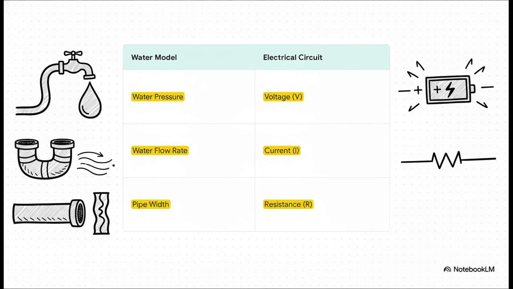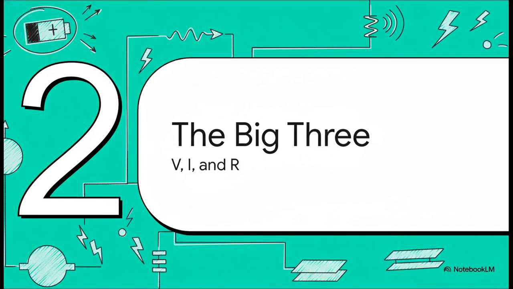This is where it all starts to click. Think about it. The pressure of the water pushing through the hose, in electricity, we call that voltage. The amount of water actually flowing past a certain point, that's our current. And what about any kinks in the hose or a narrow pipe that slows things down? Yep, that's resistance.